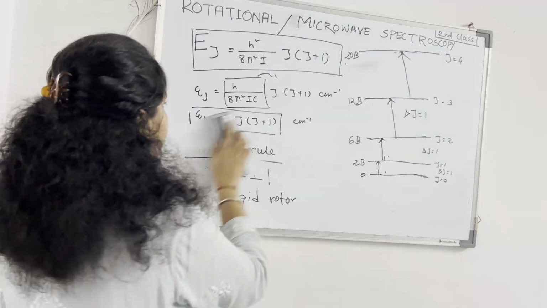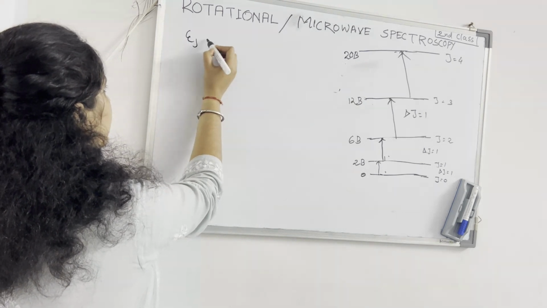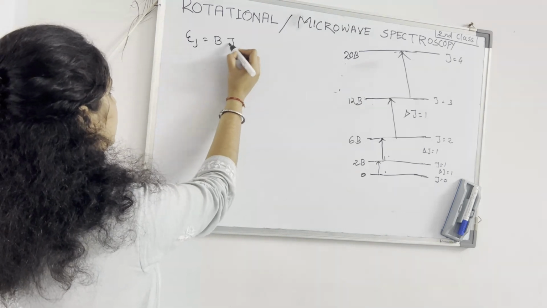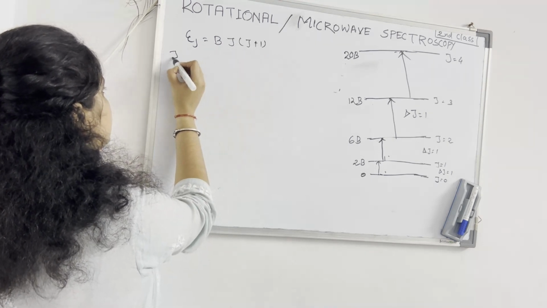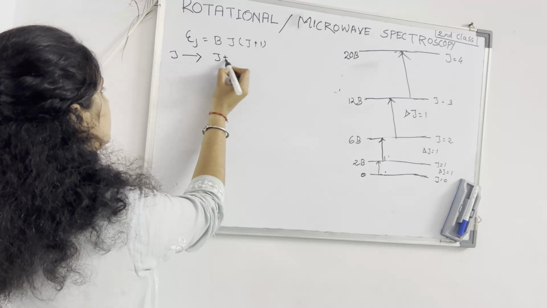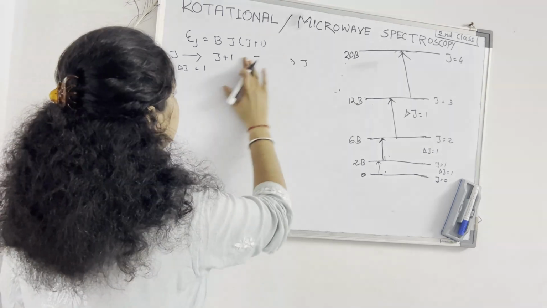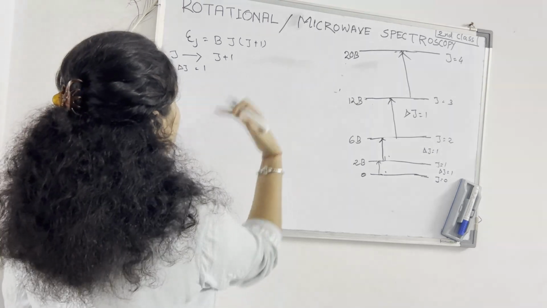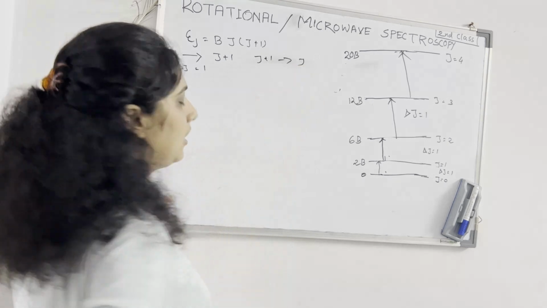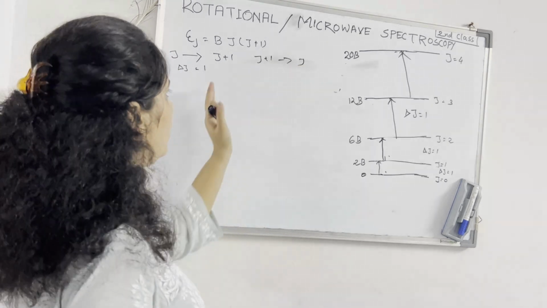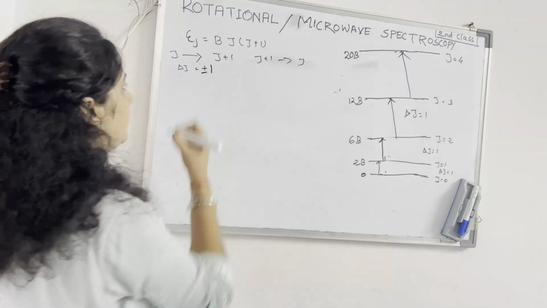Now the rotational energy expression, again I will write the same thing, B into J into J plus 1. So the allowed transition is J to J plus 1. This is the allowed transition because here del J is equal to 1. J to J plus 1 is allowed, or the reverse is also allowed, that is J plus 1 to J is also allowed. Okay, so these are the allowed transitions where del J is equal to plus minus 1.